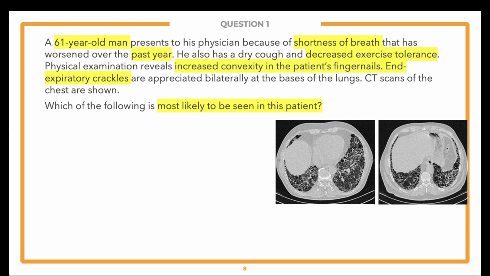Increased convexity of the patient's fingernails, classic physical exam finding. What does that mean? What does that connect to the picture that's going on? And then you have end expiratory crackles. Okay, it's bilateral. You can see that as well. And then the CT scans are shown.